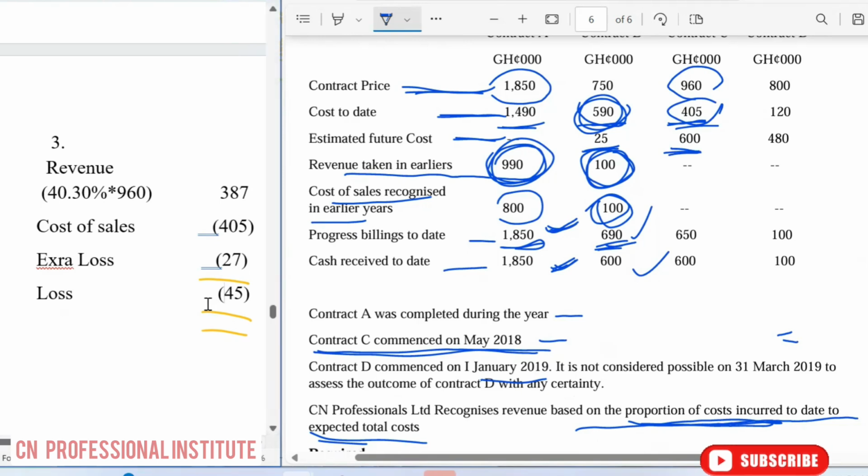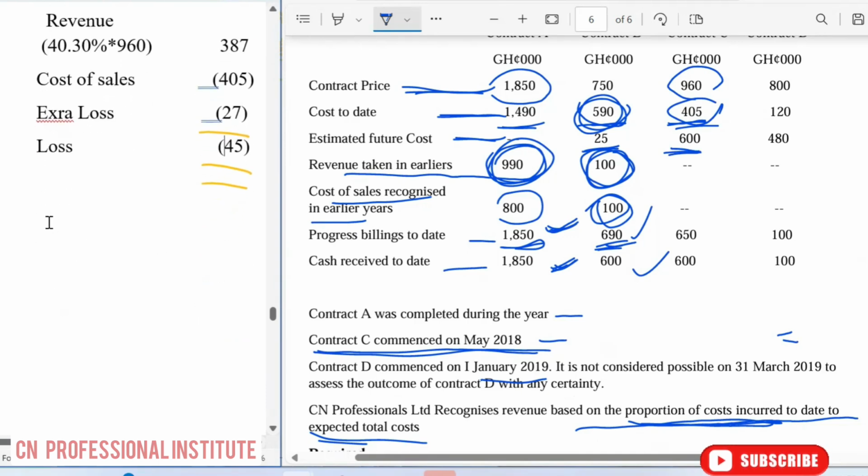Okay, then let's go and do statement of financial position. This is step 4. Okay, let's do it. Statement of financial position, which is step 4. So in the statement of financial position, as usual, we have our contract asset and contract liabilities there, right? Okay, so what will be our contract asset?